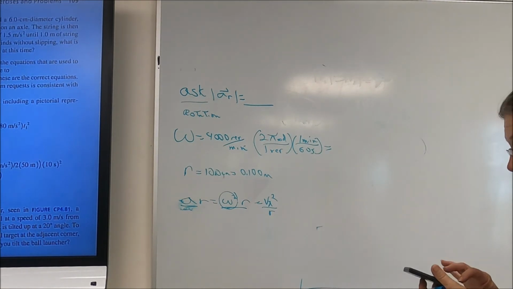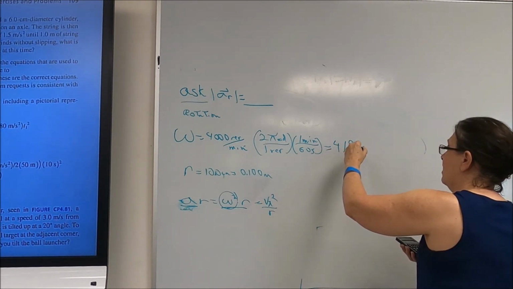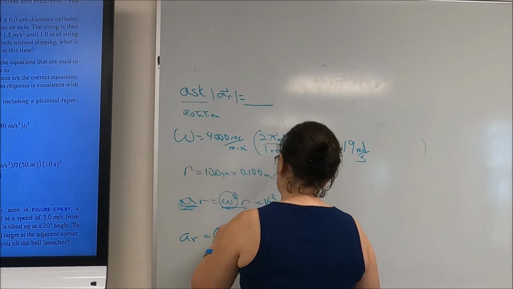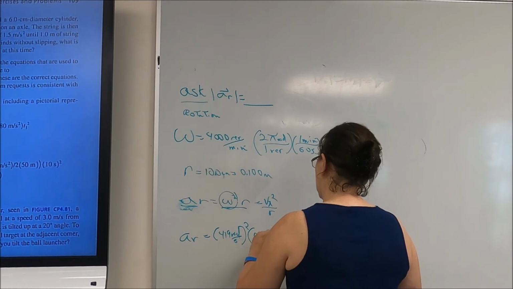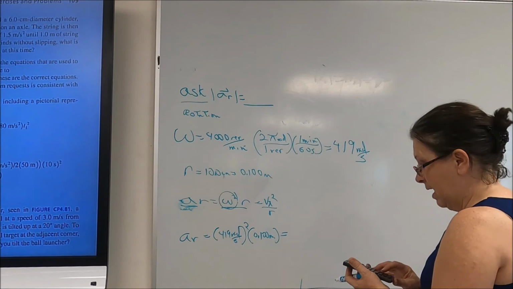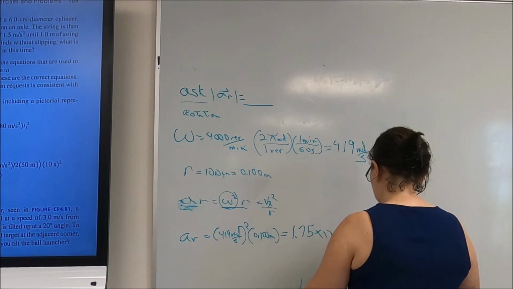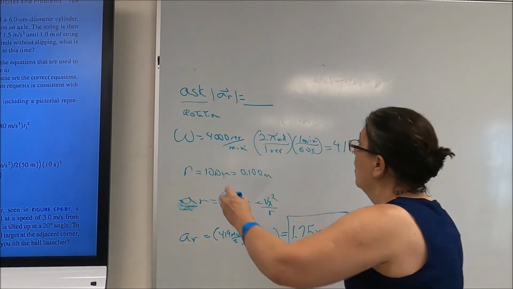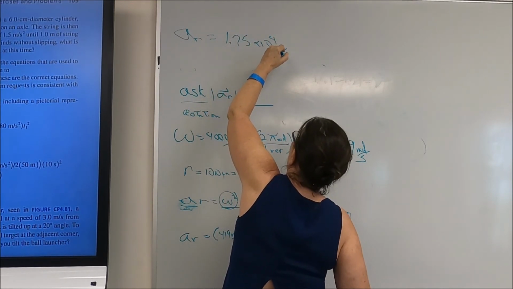So 4,000 times 2 times pi divided by 60 gives me 419 radians per second. So A sub R would be 419 radians per second squared times 0.100 meters. So that squared times 0.1 gives me 1.75 times 10 to the 4 meters per second squared. That's a fairly sizable acceleration. Okay, so I'm going to write that up here. A sub R equals 1.75 times 10 to the 4 meters per second squared.